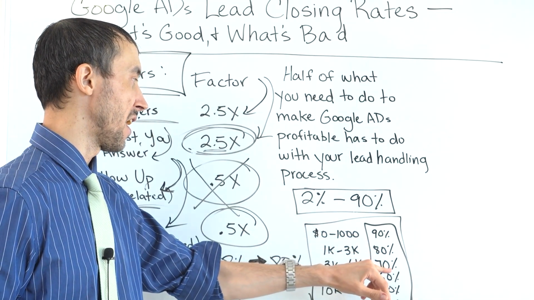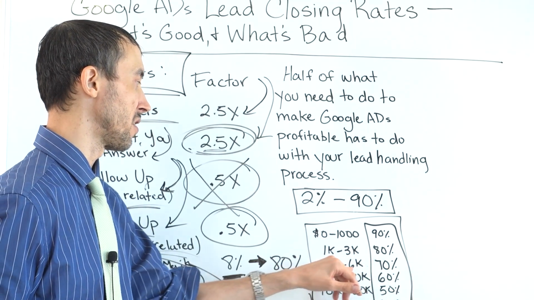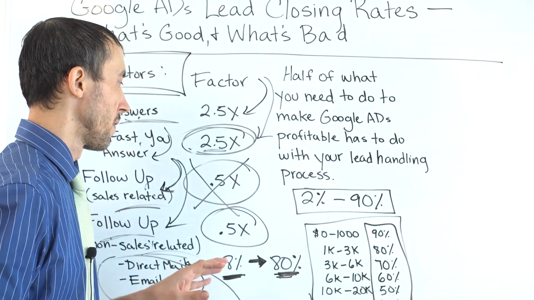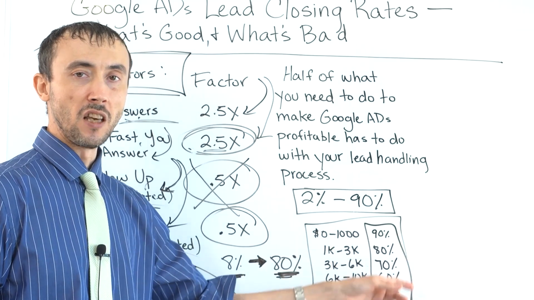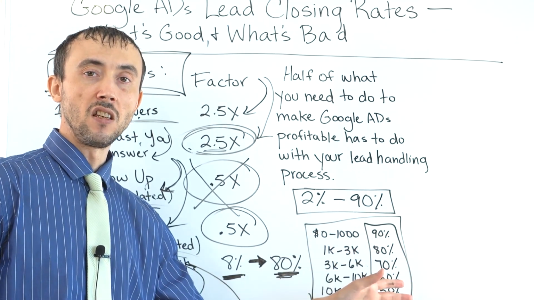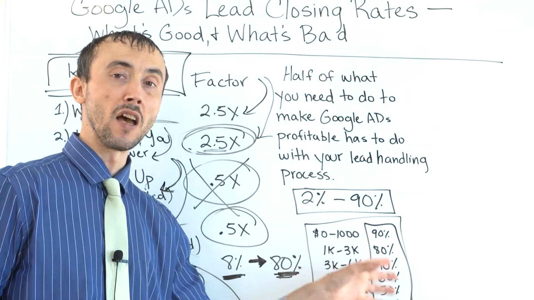80% for 1 to 3K in ticket size or product or service cost, 3 to 6K in product or service cost, you can get a 70% and so forth. You get these kind of numbers here, this is going to be way more than anybody else gets that you're competing against. So it's going to get damn easy to be able to afford to have your ads running on the top of Google for absolutely everything.